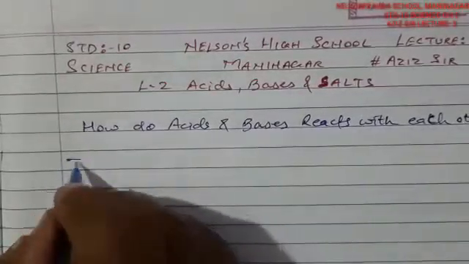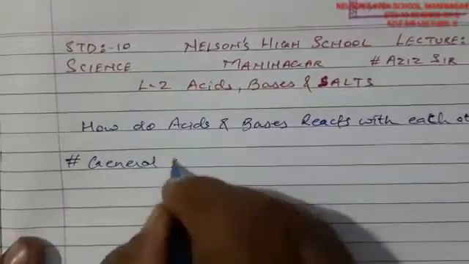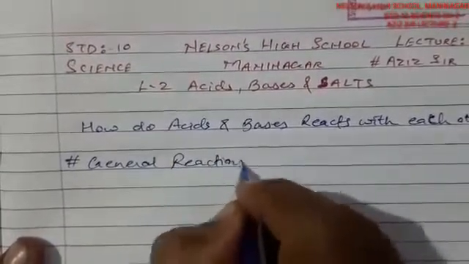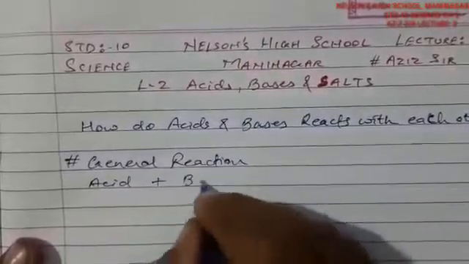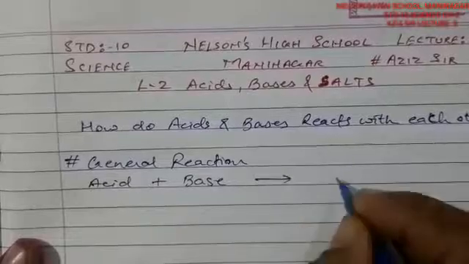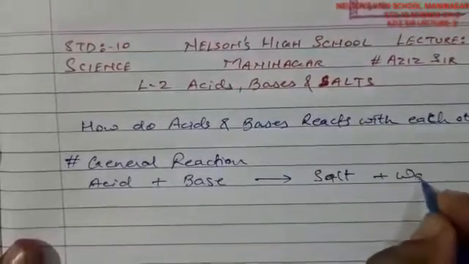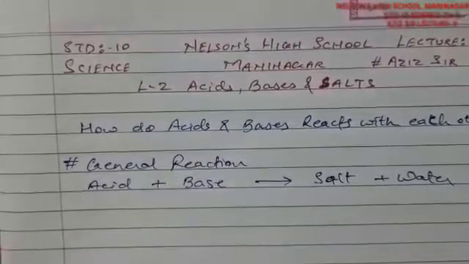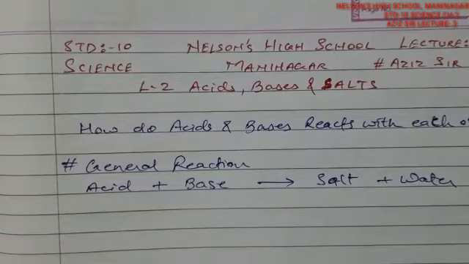First of all, as we write every time, we are going to write the general reaction for acid and base. The general reaction is: acid reacts with base to give salt plus water. This is a common reaction for acid and base, and this happens for each and every acid and base.